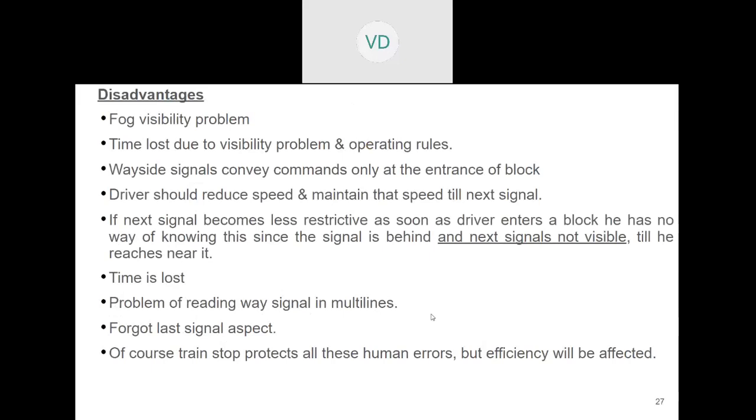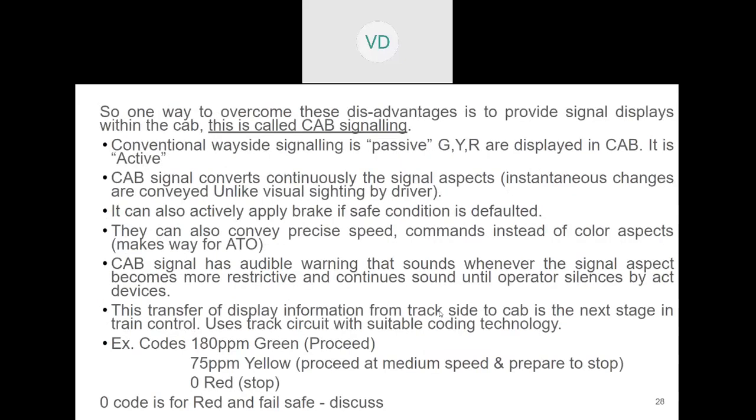I'm just skipping this slide because this only says what the disadvantages are if you don't have the ATP: visibility problems, time loss, reaction time, all those things. So nothing to discuss. All signal engineers, we're all experts on this. Next. This also says how to overcome these difficulties with the automatic train protection. Go to the next slide now.